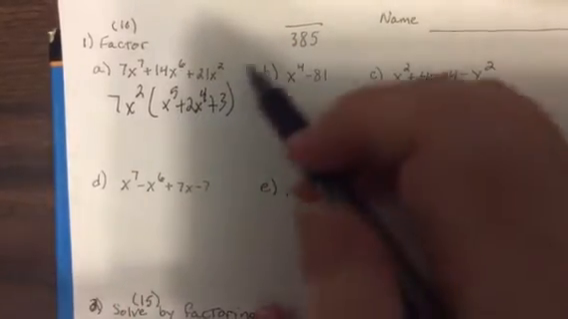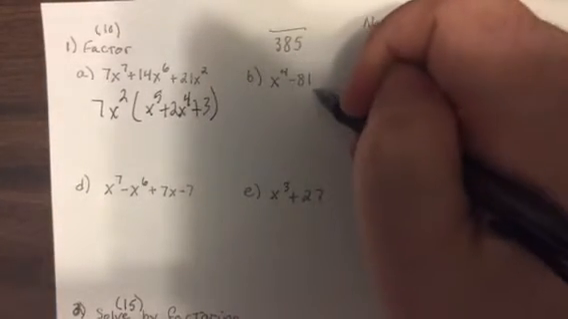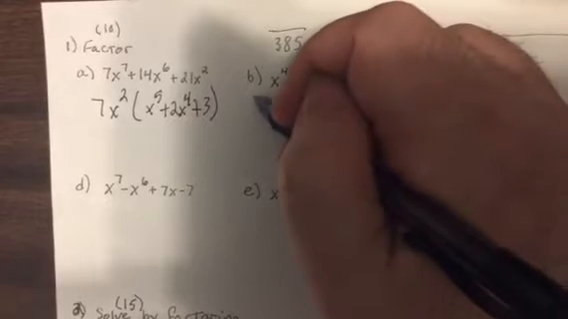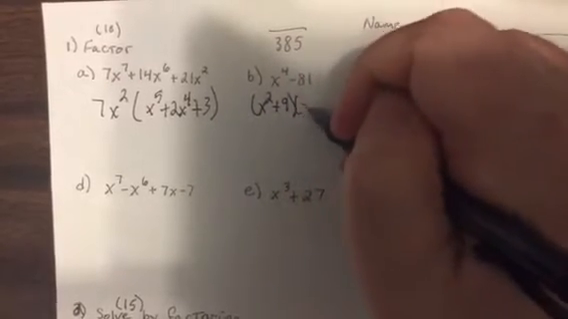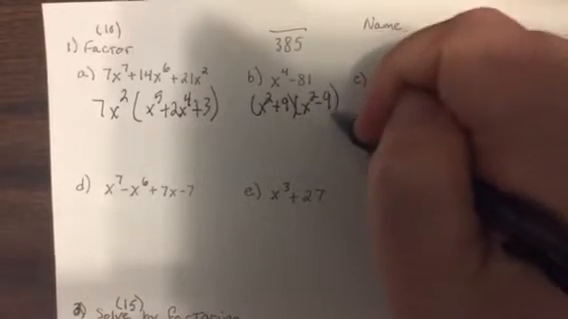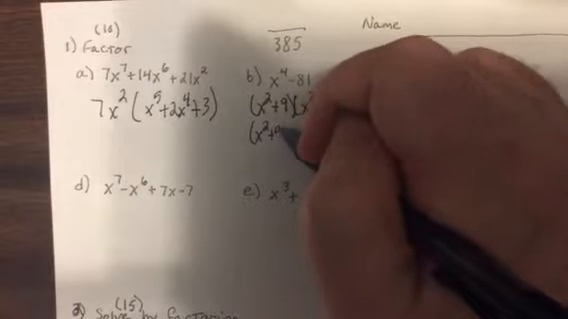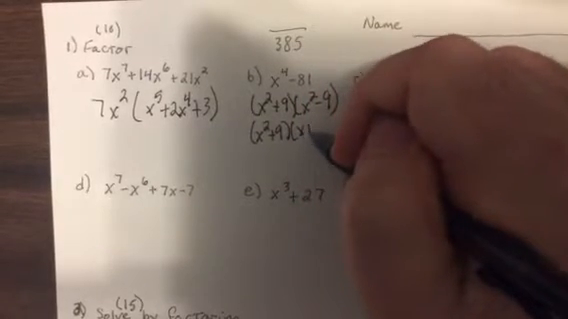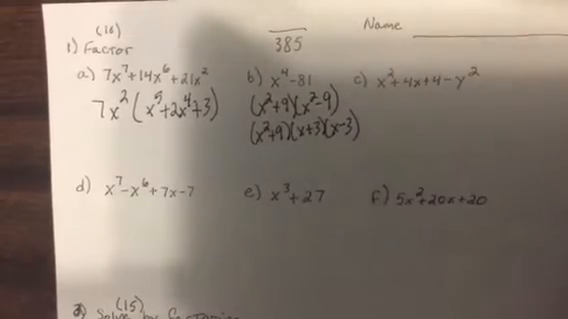Now, if that would have had x cubed, we could have done something here. That's a power of 2. That's a square, so difference of squares. It'd be x squared plus 9, x squared minus 9. But I have difference of squares again. So this would be x plus 3, x minus 3.